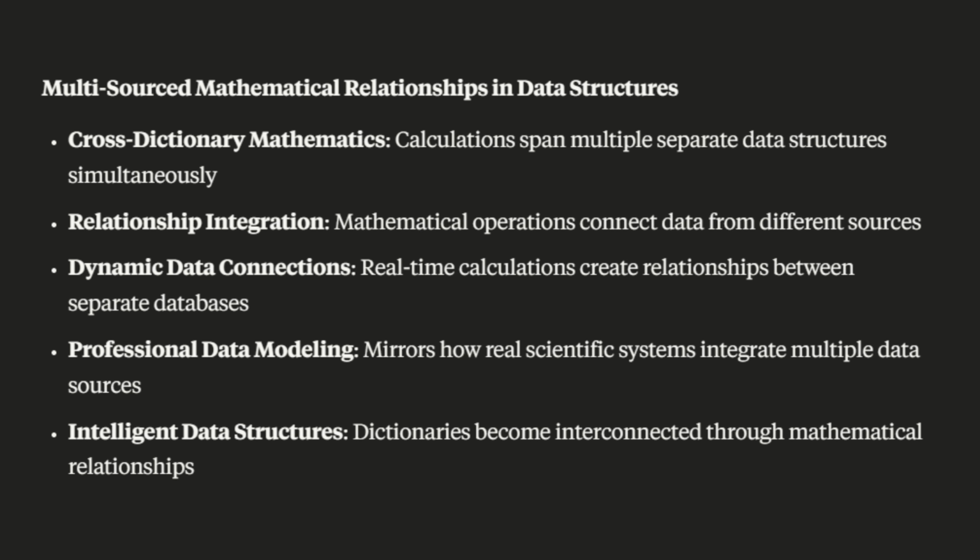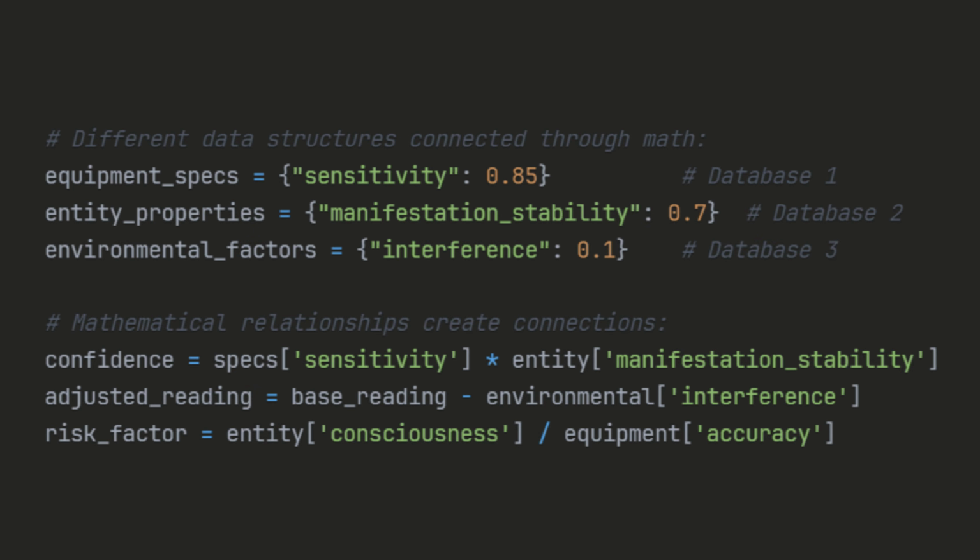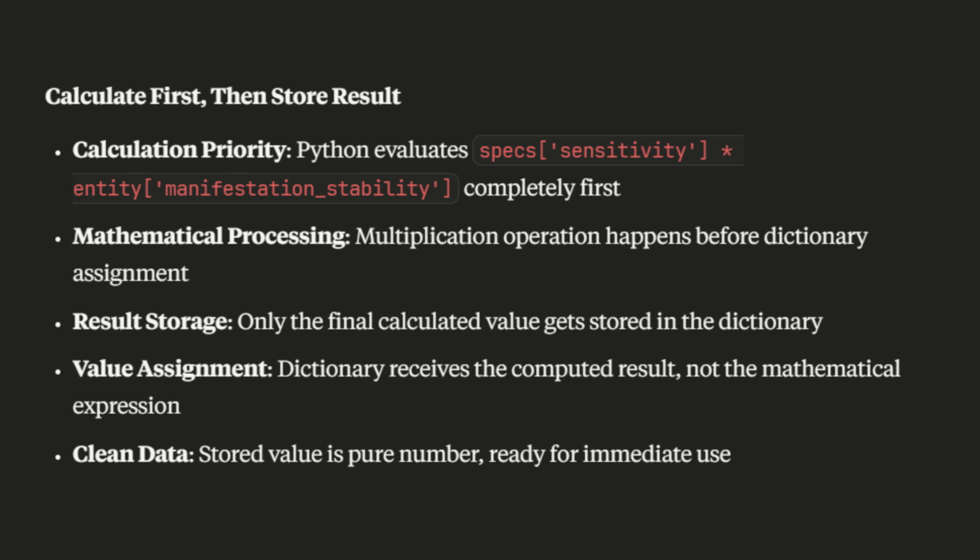This is multi-sourced mathematical relationships and data structures. We're combining the equipment's inherent sensitivity with the entity's stability to calculate a confidence score, where our confidence becomes our key, and our score is the value of confidence, right? That reflects both of those other factors. The beauty of this approach is that Python evaluates the entire expression, spec sensitivity times entity manifestation stability, first, then stores that calculated result as a dictionary's value. You're not storing the calculation, you're storing the computed result.